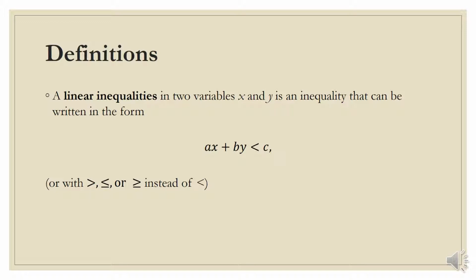All right, so here's the definition of a linear inequality. A linear inequality in 2 variables, x and y, is an inequality that can be written in the form ax plus by is less than c, or it could be with a greater than, or less than or equal to, or a greater than or equal to instead of the less than. Now you'll notice that this is almost the exact same definition as the linear equation, except for the inequality symbol, and that's on purpose. They're supposed to look exactly the same, except for it no longer has the equal sign.